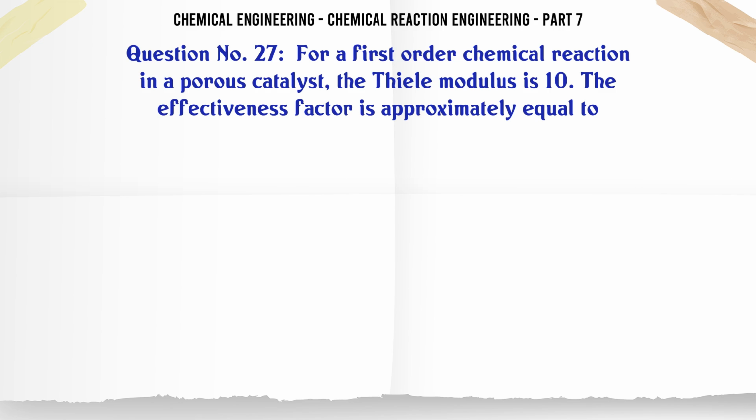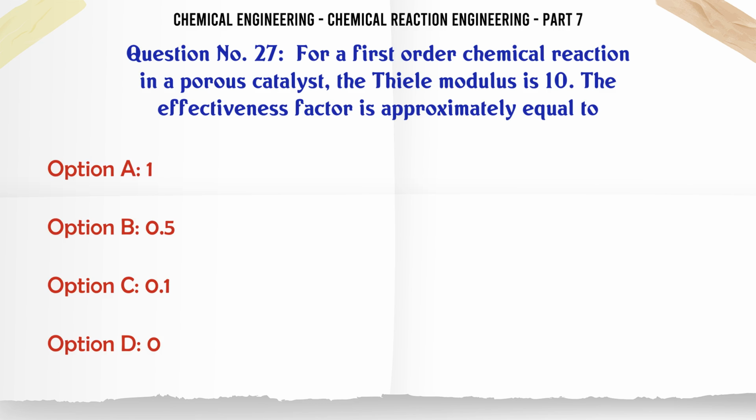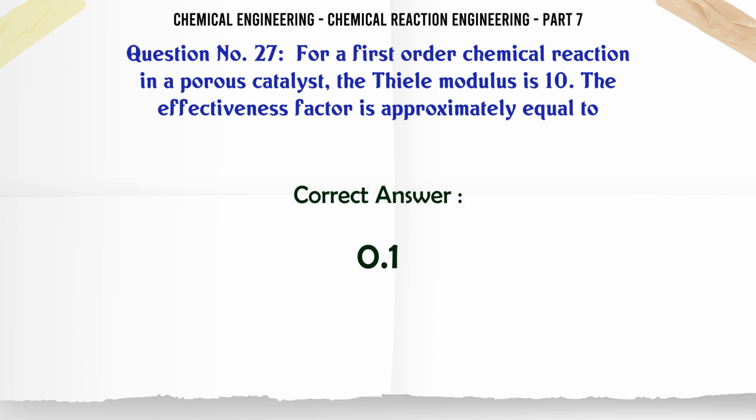For a first-order chemical reaction in a porous catalyst, the Thiele modulus is 10. The effectiveness factor is approximately equal to: A, 1. B, 0.5. C, 0.1. D, 0. The correct answer is: 0.1.